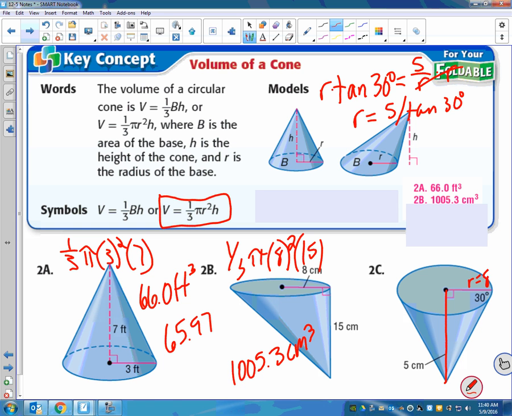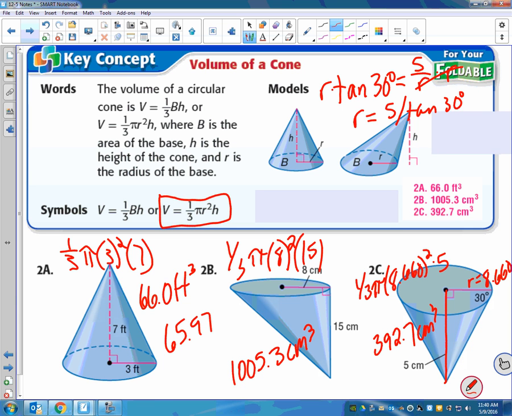So R is 8.660, we'll say. So now I'm going to have 1/3 times pi times 8.660 squared times 5. They also have a final. $392.7. That's what I got. Let's see if that's what they got. 392.7.